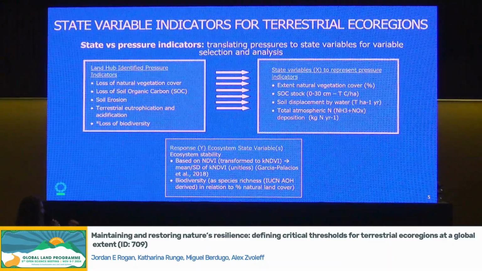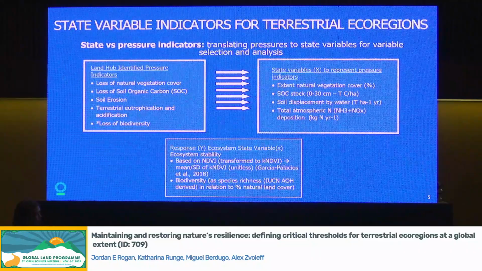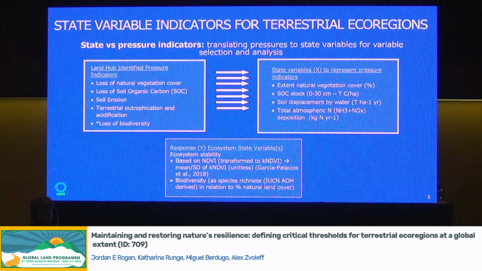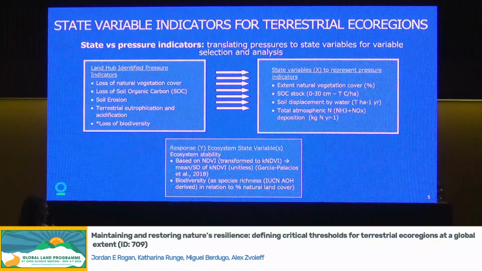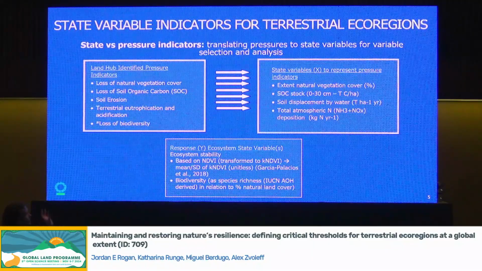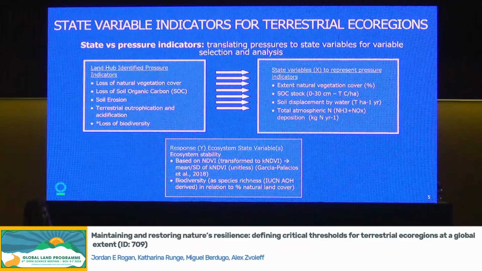Okay, so quickly, these were the key pressures that we identified through an extensive literature review, reviewing some of the major global conventions, like the UN Convention to Combat Desertification, the sorts of indicators that are used to assess and combat degradation. And those were converted to state indicators to be used in our modeling approach. And I will talk a little bit more about this in a second.